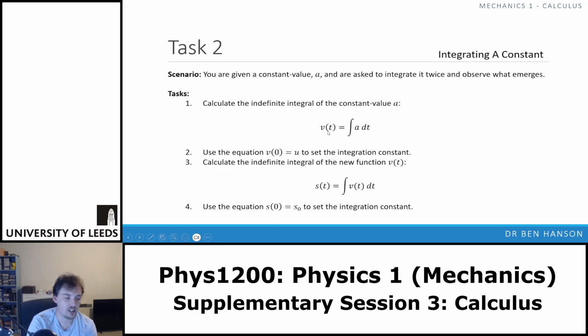So once I have v of t, which will be something plus c, I can say at t equals 0, v equals u. That's what this basically says. I can use that to set that integration constant. Then what I want you to do is calculate the indefinite integral of that new function v of t to get s of t, also not a coincidence, and then I want you to use the equation s at time 0 is equal to s naught to set the integration constant. So that should take you about 15 minutes, I reckon. So take 15 minutes, have a go at these questions.